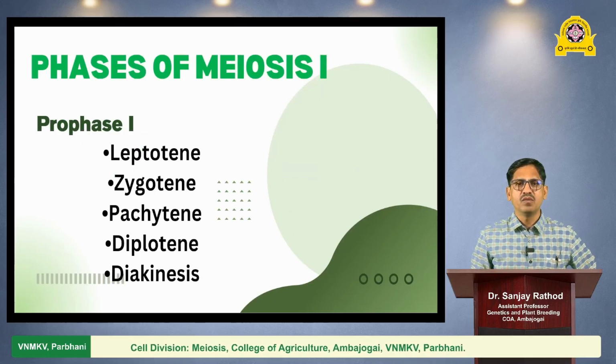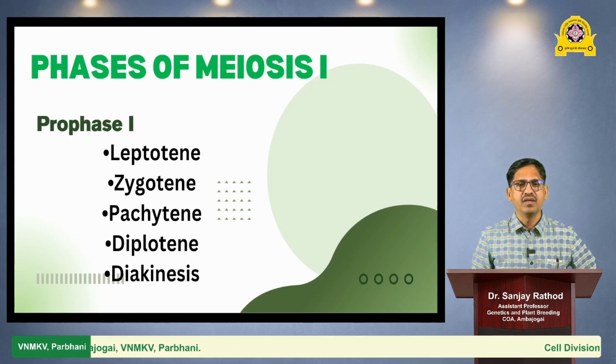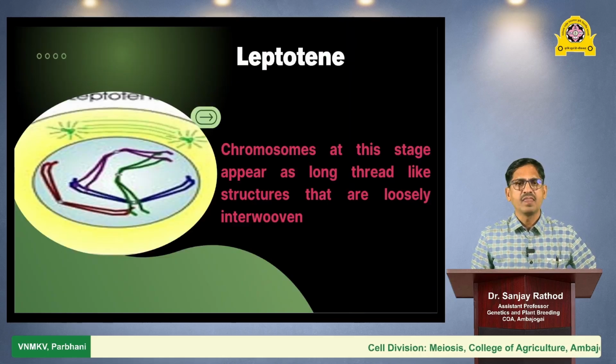What are the phases of meiosis first then? Prophase first is subdivided into 5 substages: leptotene, zygotene, pachytene, diplotene and diakinesis. We will see step by step each and every substage of prophase first. Prophase first is a somewhat complex stage of meiosis. In leptotene, you can find the chromosomes as a loose ball, that is, long thread-like structures that are loosely interwoven.